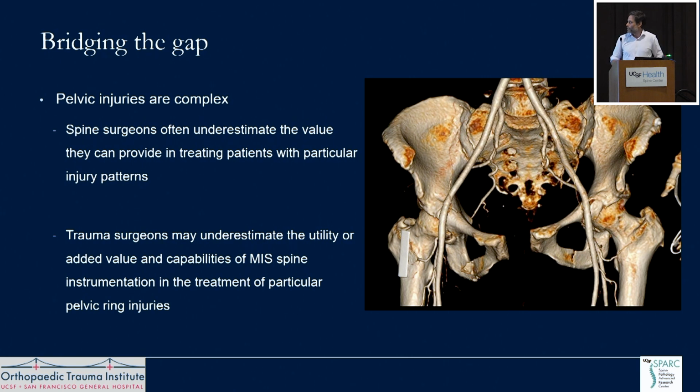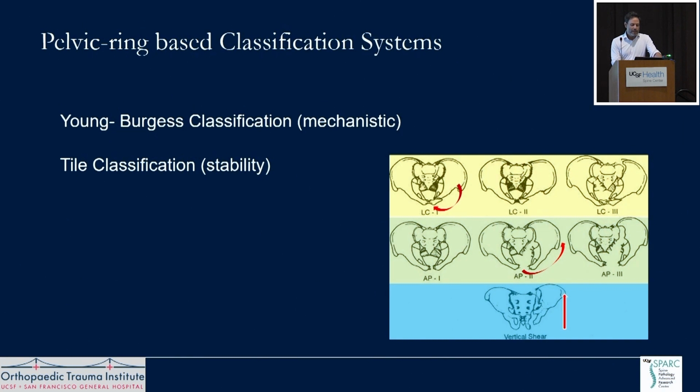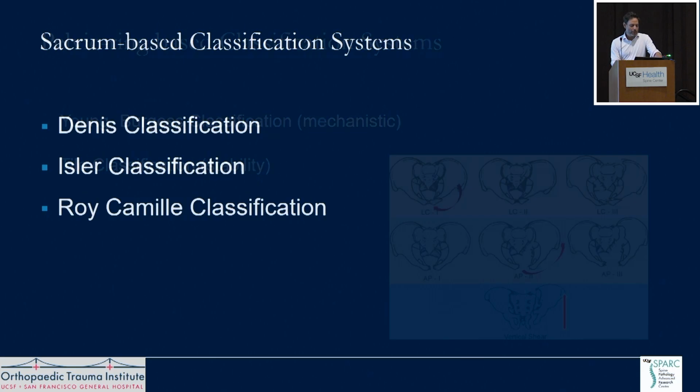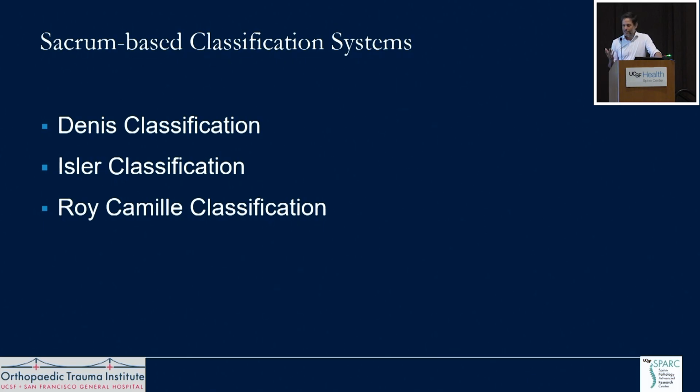And our colleagues on the orthotrauma side sometimes underestimate the added value and capabilities of MIS spine instrumentation in the treatment of particular injuries. So we're going to go into this a little bit. There are so many different classification schemes. On the pelvic trauma side, these are the ones that focus on pelvic ring stability. But I'll talk a little bit more about sacrum-based classification systems.